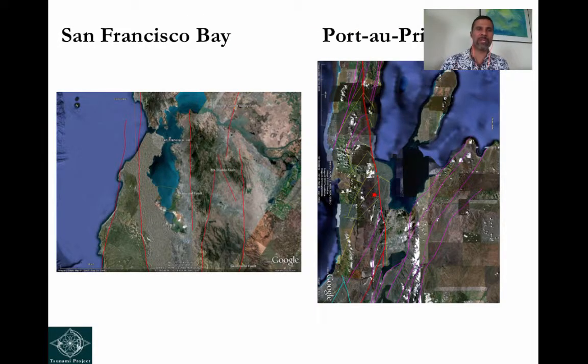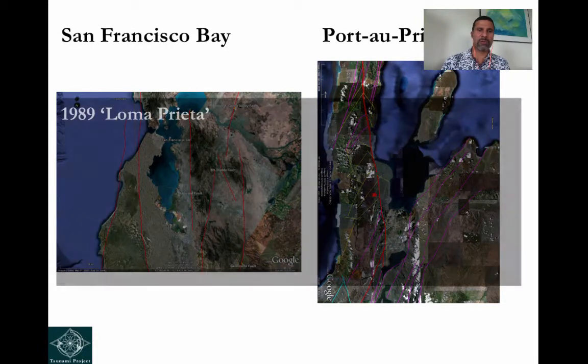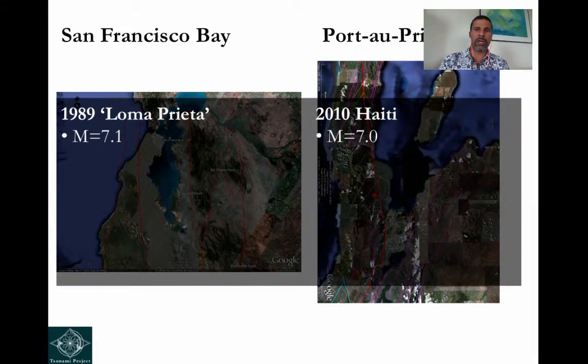If we do a comparison between San Francisco Bay and Port-au-Prince, these are actually at the same scale. I just rotated Port-au-Prince 90 degrees so you get an idea of how similar these two areas are. You can see the faults that define these bays, and you compare these two earthquakes. Loma Prieta was a little bit bigger, magnitude 7.1 versus a magnitude 7 earthquake in Haiti.